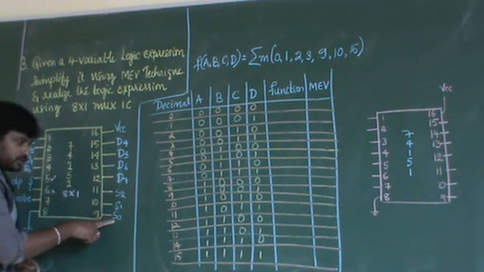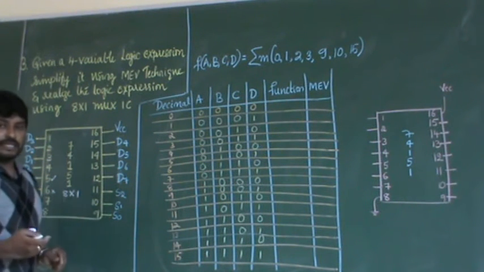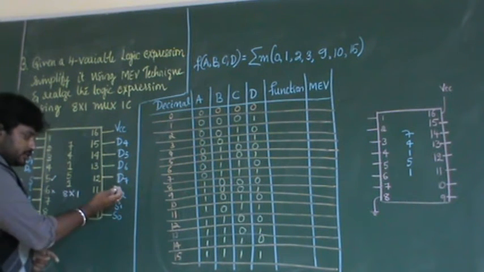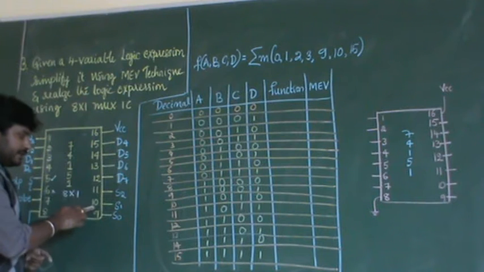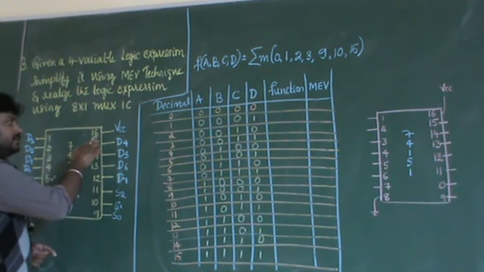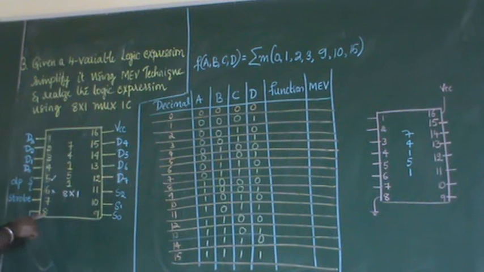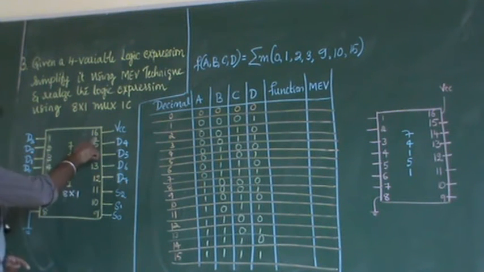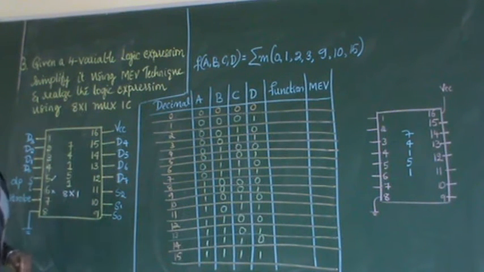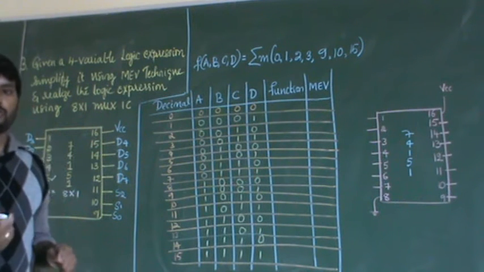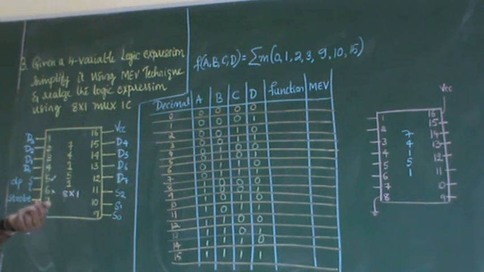And what are S0, S1, S2? These are the select lines S0, S1 and S2, which are the 9th, 10th and 11th pins. The 16th pin should always be connected to the power supply, 5 volts, and the 8th pin should always be connected to the ground, that is 0. Whenever I show the implementation, I will show where you have to give 5 volts and where you have to give 0 volts.